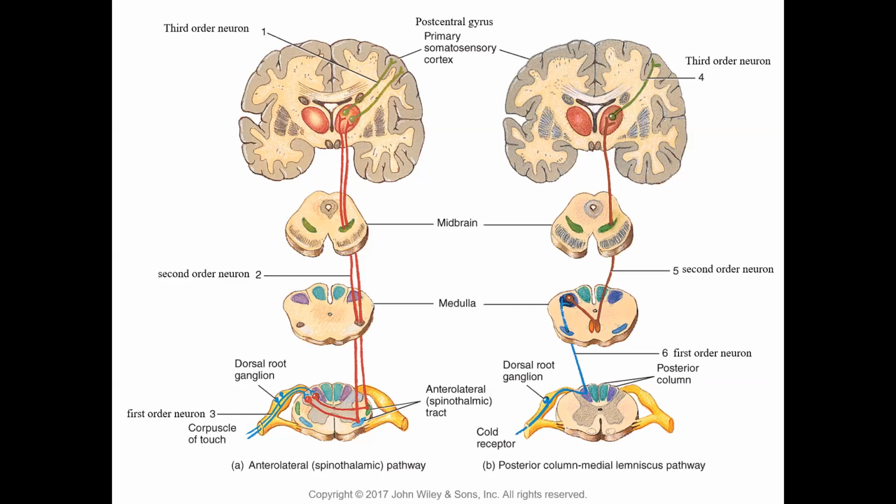The other most common pathway is the posterior column tract, in which the dorsal root ganglion relays onto the posterior white column, and the first order neuron goes up to the medulla. In the medulla, it synapses with the second order neuron. The second order neuron then crosses over to the opposite side, goes up into the midbrain, and relays in the thalamus. Then the third order neuron goes from the thalamus to the postcentral gyrus, or the somatosensory cortex. All right, so that's the difference between the anterolateral and the posterior column tract.